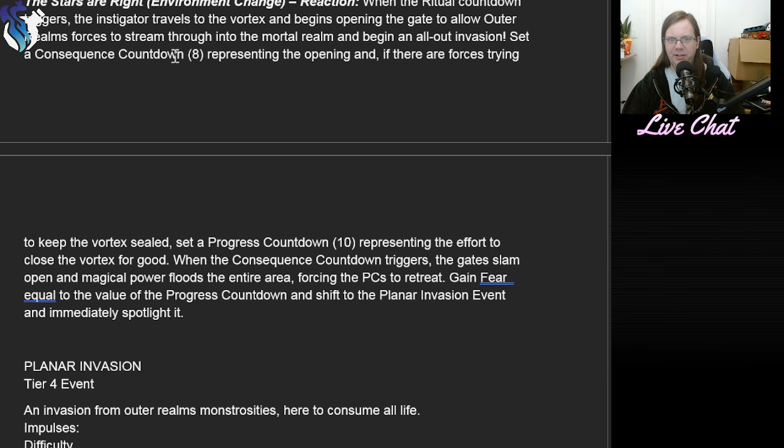Set a consequence countdown 8, representing the opening, and if there are forces trying to keep the vortex sealed, set a progress countdown 10, representing the effort to close the vortex for good. When the consequence countdown triggers, the gates slam open, and the magical power floods the entire area, forcing the PCs to retreat. Gain fear equal to the value of the progress countdown, and shift to the planar invasion event, and immediately. We're going to have a serial comma here.